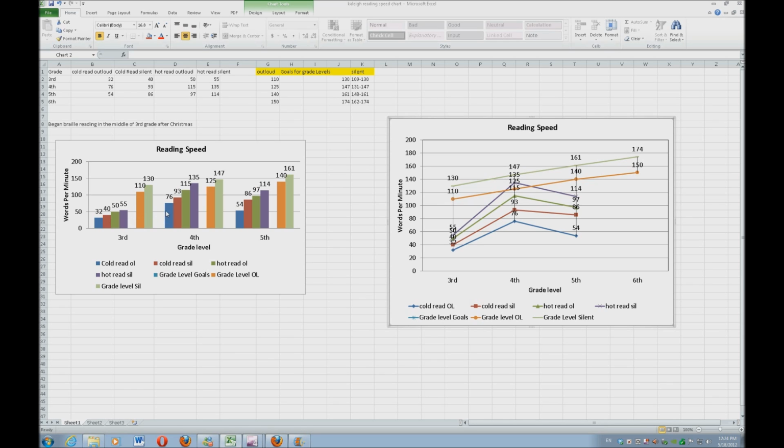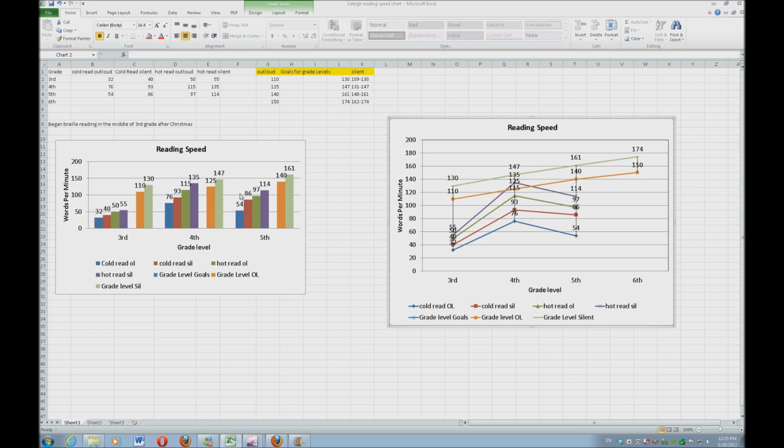So then we go to fourth grade and we see significant jumps, and at the end of the year she's at 135, which is above the class reading score. And if we compare up here, the silent reading is between 131 and 147, and she is above that also. So she is at grade level at the end of fourth grade.